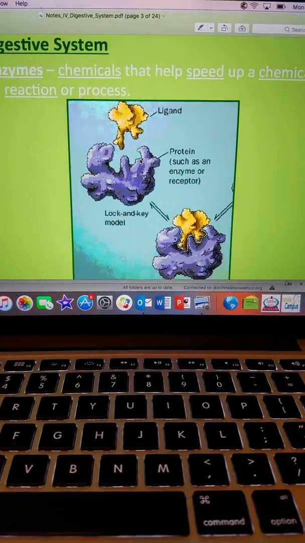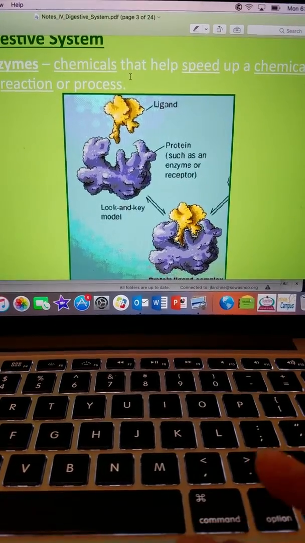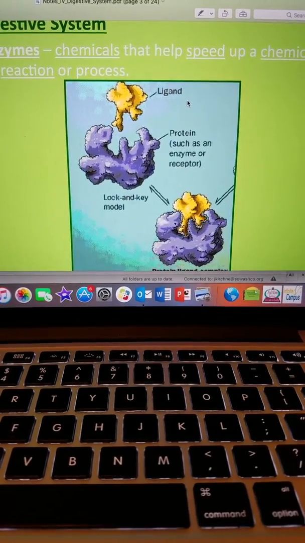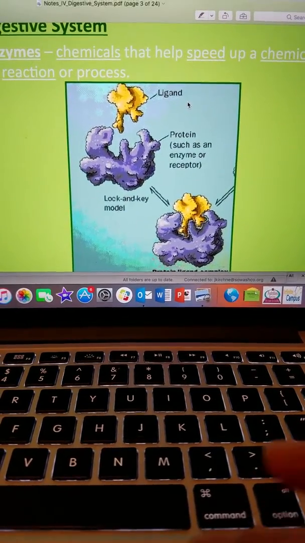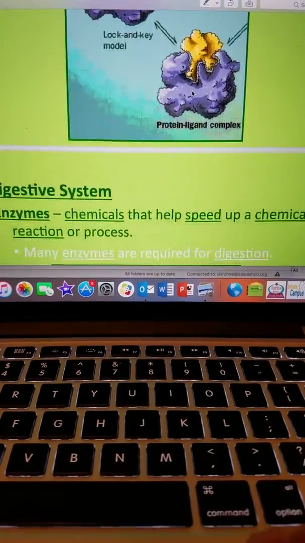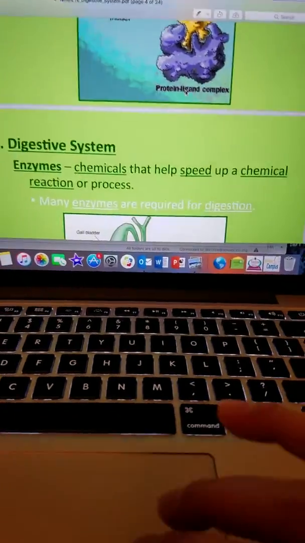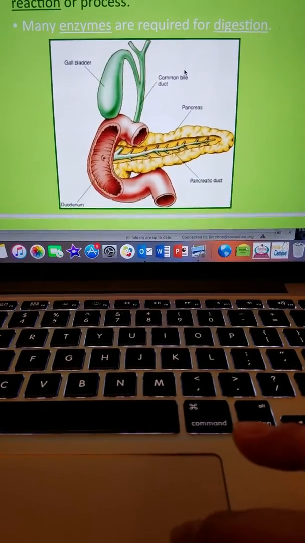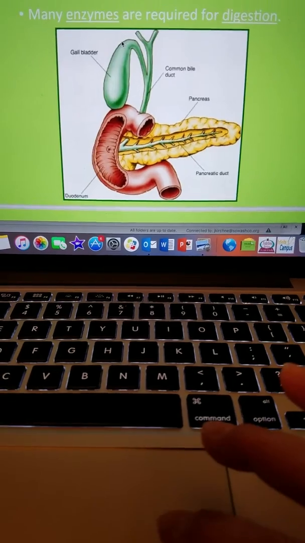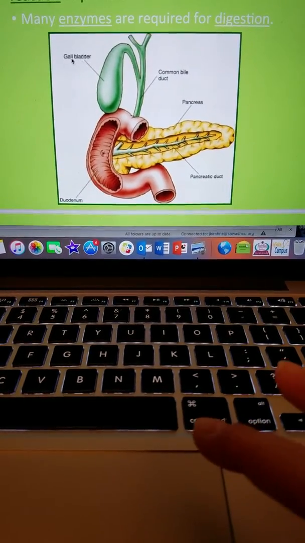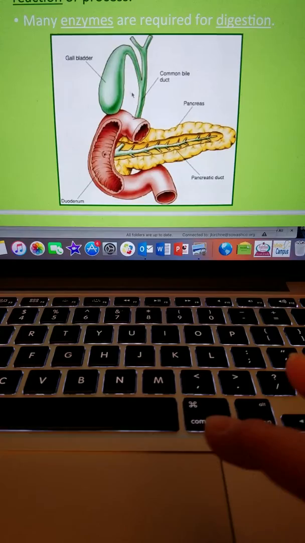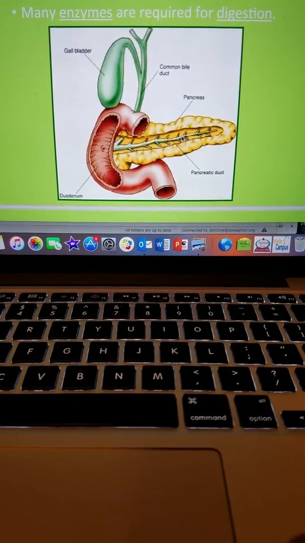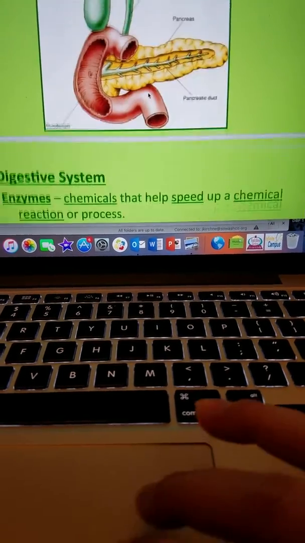So the first part that happens in your saliva is enzymes. Enzymes are chemicals that speed up a chemical reaction. Reminder, I told you about this last week, but if we didn't have enzymes in our mouth, it would take a couple hours to chew through food. Let me back up here. Many enzymes are required for digestion. If this looks familiar, hopefully we have our helper organs. Our gallbladder releases bile, which moves and separates fat. Your pancreas regulates insulin. And then what's not on here is our liver, which is our poison control center.